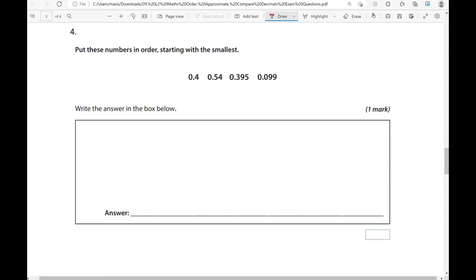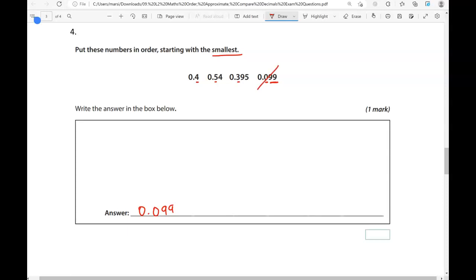Put these numbers in order, starting with the smallest. So we've got 0.4, 0.54, 0.395, 0.099. So they all start with 0, which doesn't help differentiate. So we're going to focus now on the first digit after the decimal point. So that's a 4, that's a 5, that's a 3, and that's a 0. We're starting with the smallest, so the smallest will be 0.099, because 0 is smaller than 3, 5, or 4. Doesn't matter what digit it has after, because they have a smaller value than the digit that comes right after the decimal point. So the further away, the smaller the value. So we've done this one.